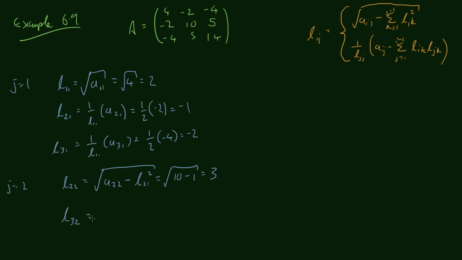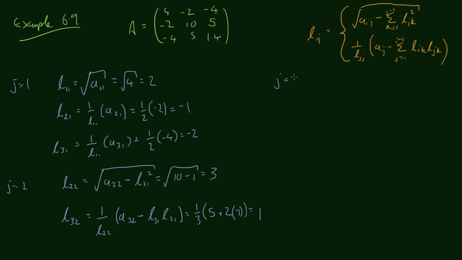And L32, this time we're in the lower triangular region, so it's going to be 1 over L22 times A32 minus L31 L21. So it's 1/3 times A32, which is 5, minus L31, which was minus 2, so that's plus 2 multiplied by L21, which is minus 1. So it's 1/3 times 3, which is obviously 1.